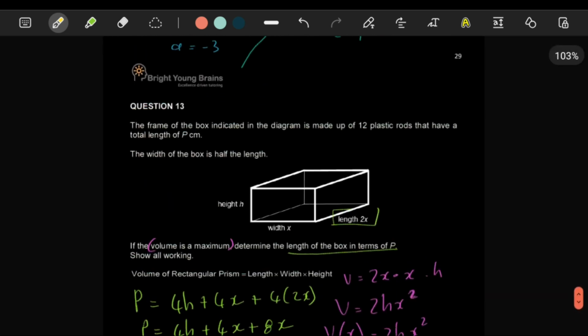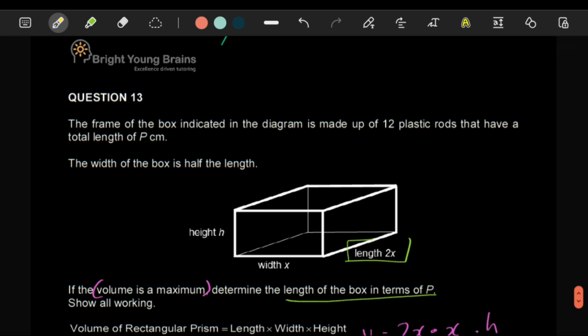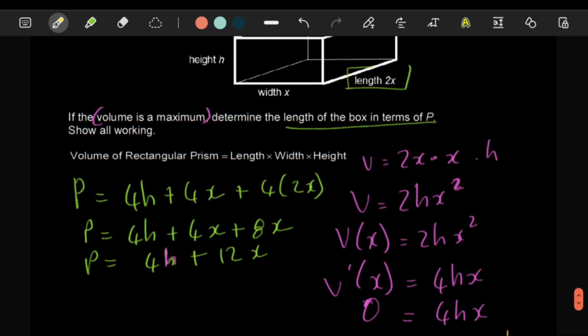Let's look for other clues that we may have missed. The frame of the box indicated in the diagram is made up of 12 plastic rods that have a total length of p centimeters. Okay. And then they said all that they've said there. The volume of the rectangular prism is just length times width times height. So I just need a value of height in terms of p or x.